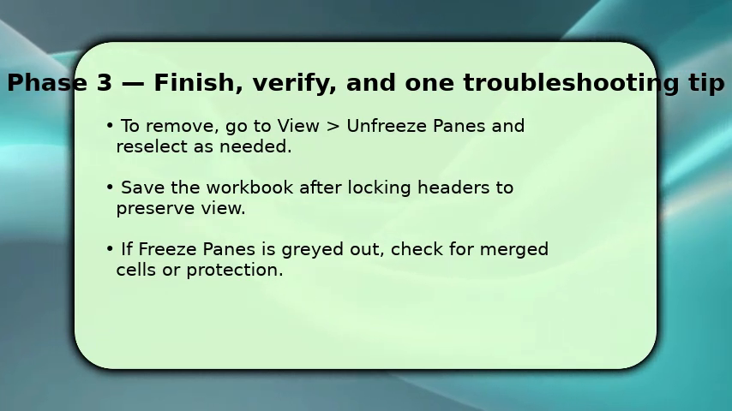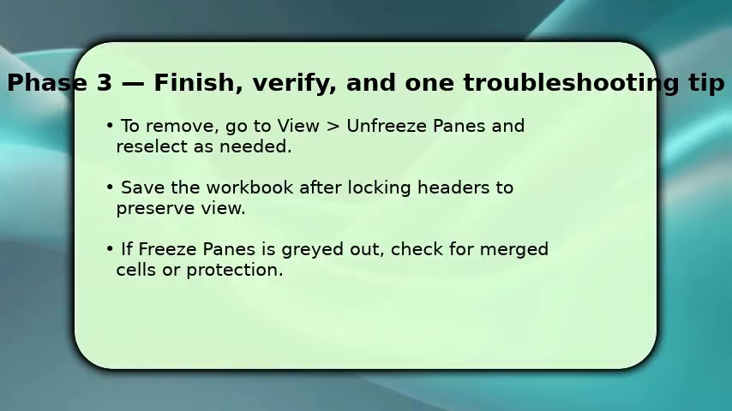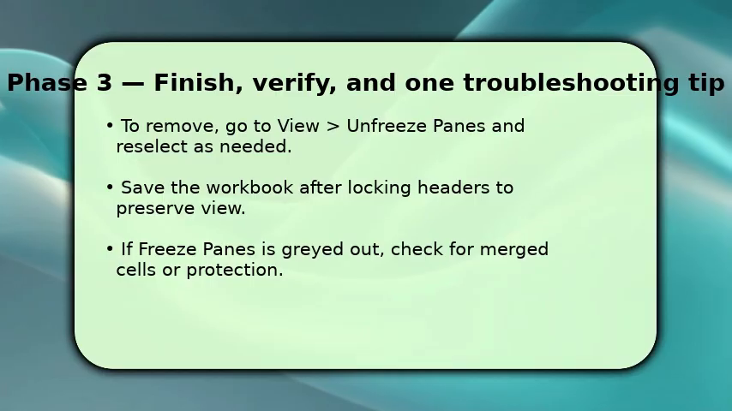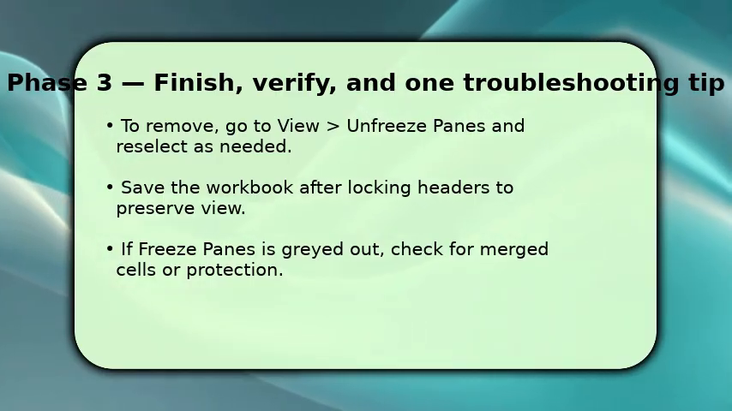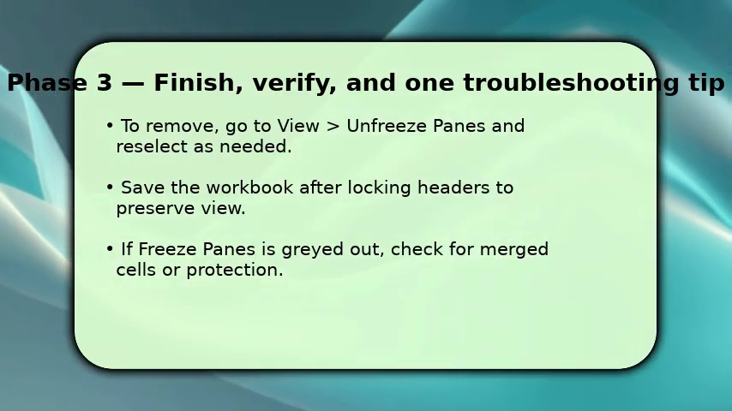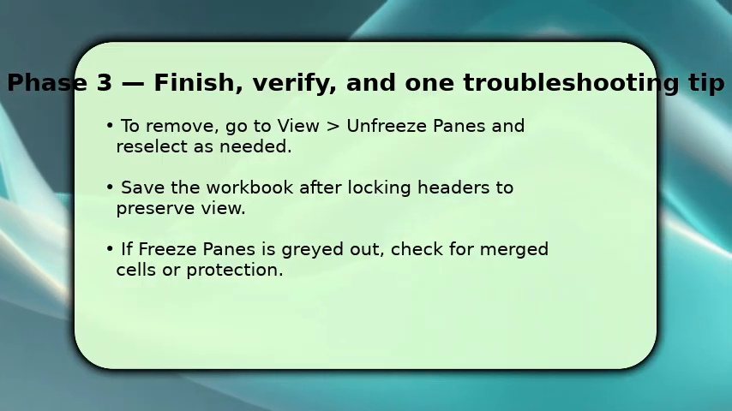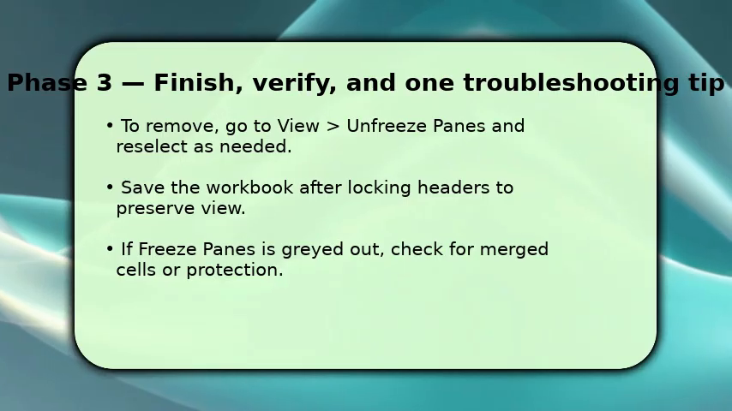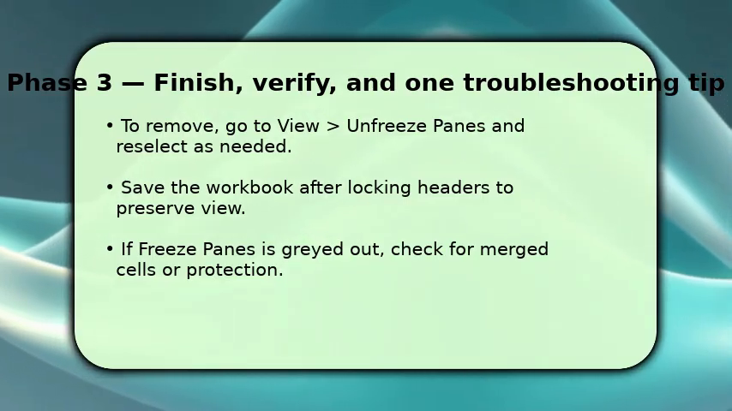the view. If you must change the frozen range, first go to View, Unfreeze Panes, adjust your row selection, and reapply Freeze Panes. One key troubleshooting tip: if Freeze Panes is unavailable or behaves oddly, inspect the header area for merged cells or sheet protection. Unmerge cells and unprotect the sheet, then try again.